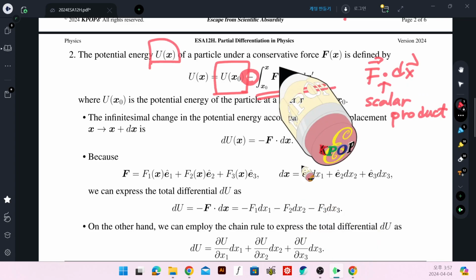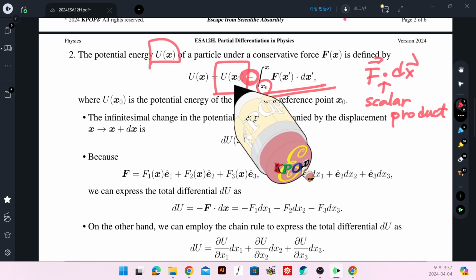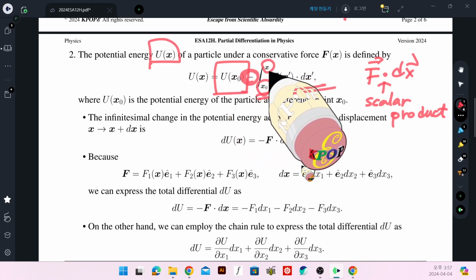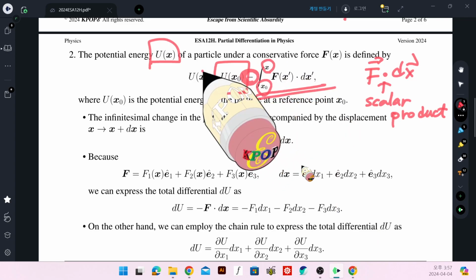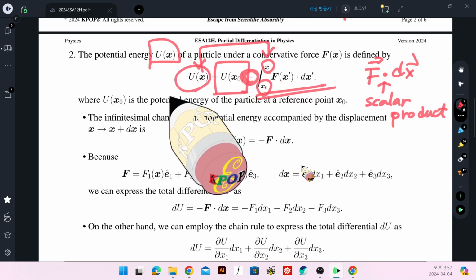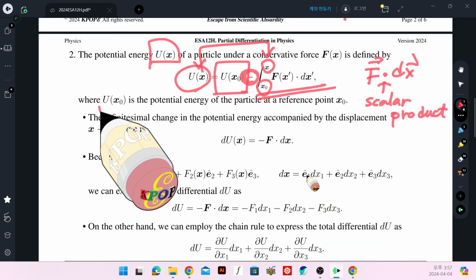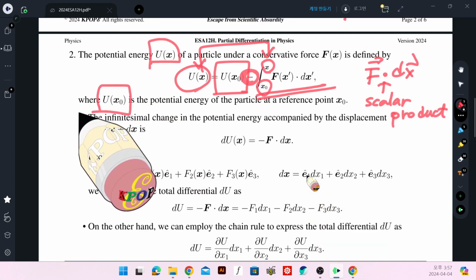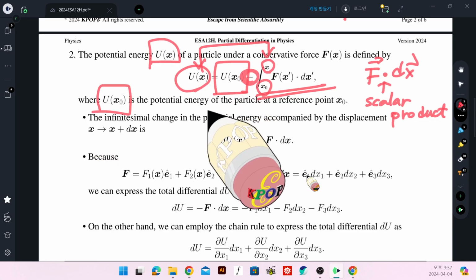This one is integrated from the reference point to an arbitrary point, and the value at x is on the left-hand side. So this value, potential energy at a reference point, is a free parameter. So we can choose this number an arbitrary value. So it is not a fixed one.